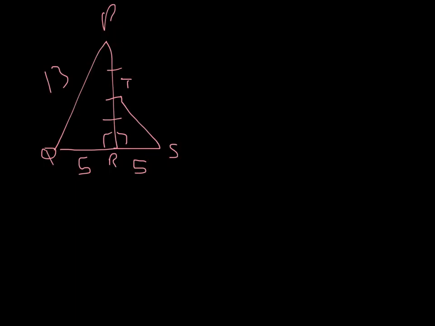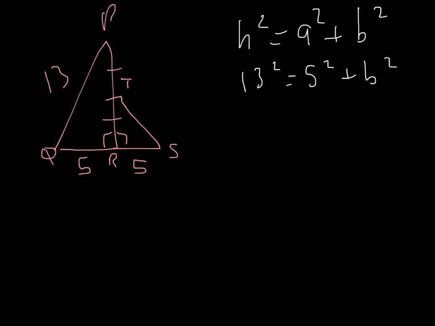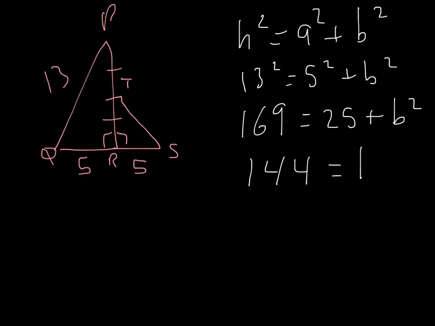So, if I'm using my formula, I would probably say something like H squared equals A squared plus B squared. I don't care if you call it H or C. Either one is fine. I know 13 squared equals 5 squared plus B squared. So now I'm going to know that 169, again, that should be automatic, equals 25 plus B squared. So now I'm going to subtract 25 from both sides so I know what B squared is. So that's going to be 144 equals B squared.